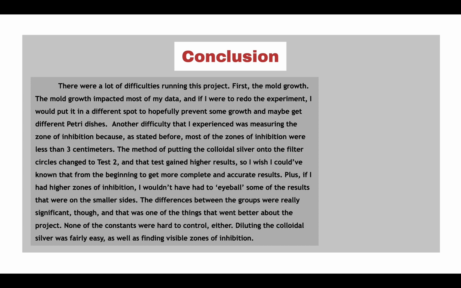The differences between the groups were really significant though, and that was one of the things that went better about the project. None of the constants were hard to control either. Diluting the colloidal silver is fairly easy, as well as finding visible zones of inhibition.